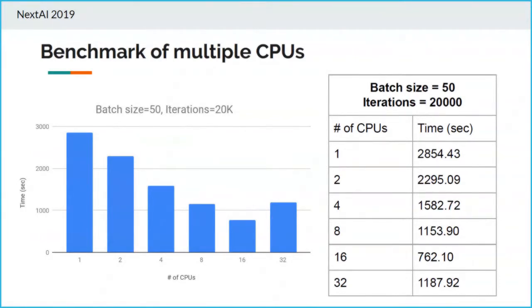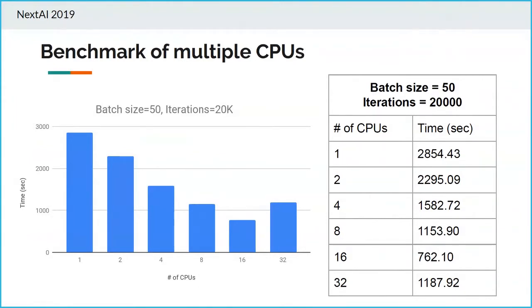the benchmark that I ran without any GPU. I just use CPUs. I fix the task load by defining the batch size and how many iterations I'm going to run. And I want to see which one takes less time in terms of using different numbers of CPUs.